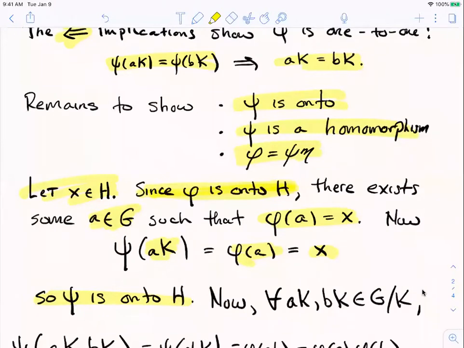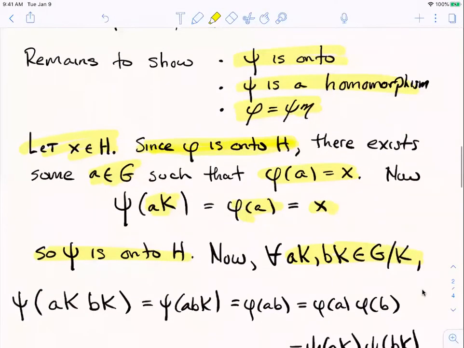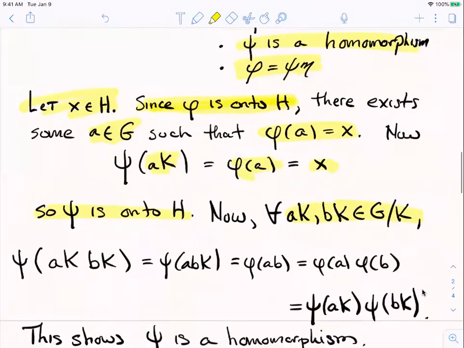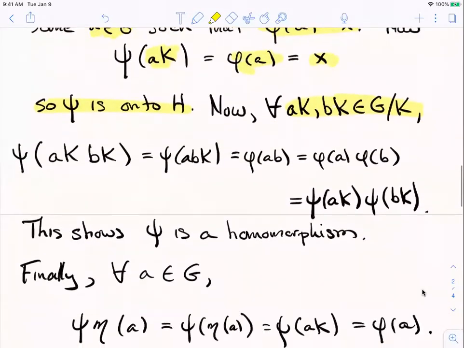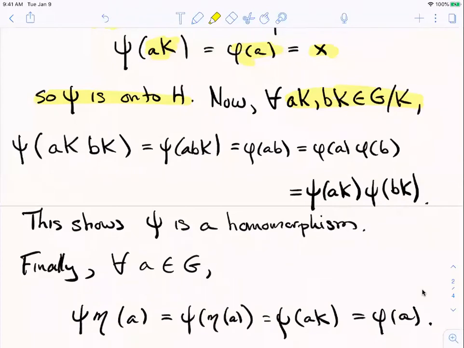Nice. All right. What about the homomorphism part? Let's pick two elements of the domain and show that psi has this homomorphism property. Let me bring it up here in the middle of the screen so you can look at it. So what am I doing? I'm picking two elements of the domain and I look at psi of their product.